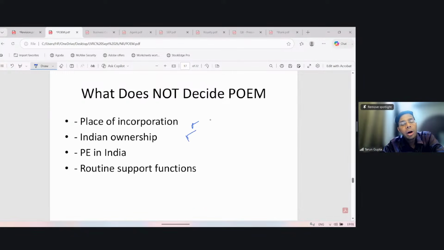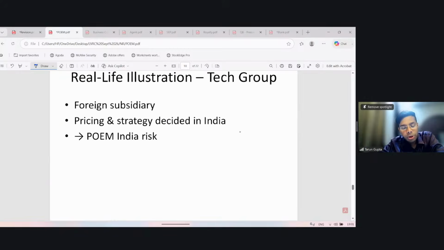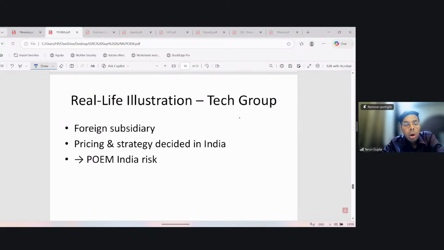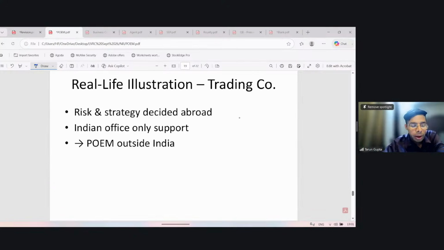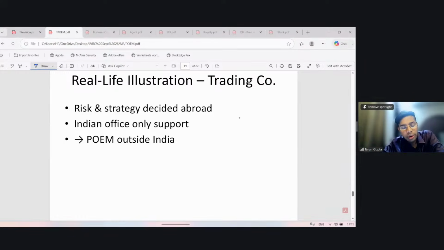If it's held by the Indian holding company, it has POEM in India even for routine Indian operations. If the foreign subsidiary's pricing strategy is decided in India, POEM is in India, which is a risk. If risk and strategy are decided abroad and the Indian office only has limited scope, then POEM is outside India.